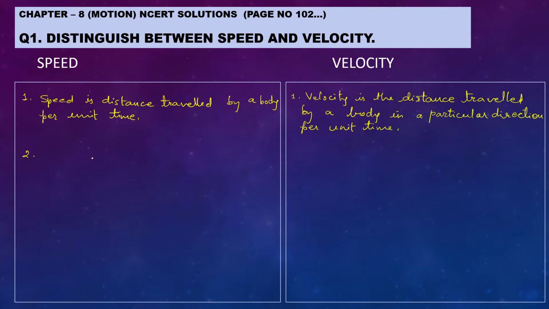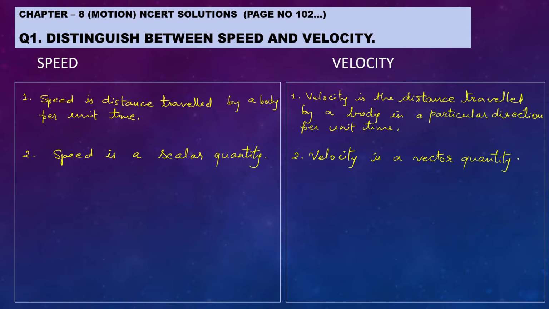right? The second thing, which type of quantity it is. Now we know about scalar and vector quantities, right? So speed is a scalar quantity in which we don't require the direction, okay? And velocity is a vector quantity because the direction is very important over here.